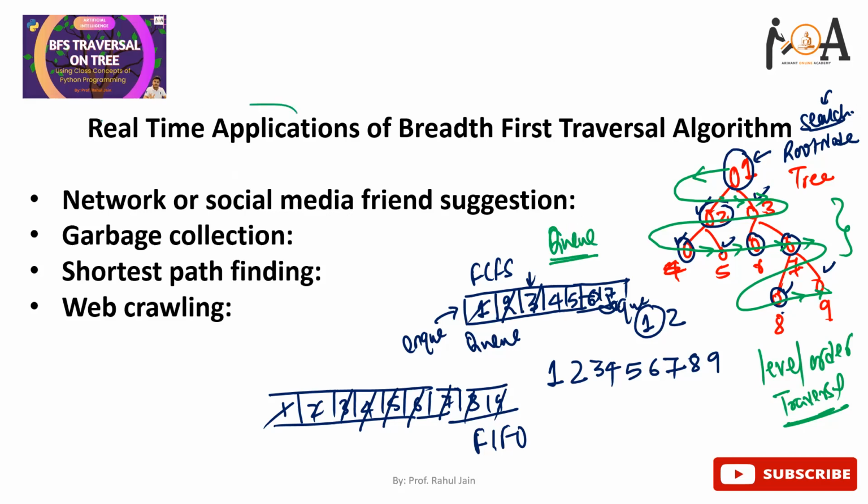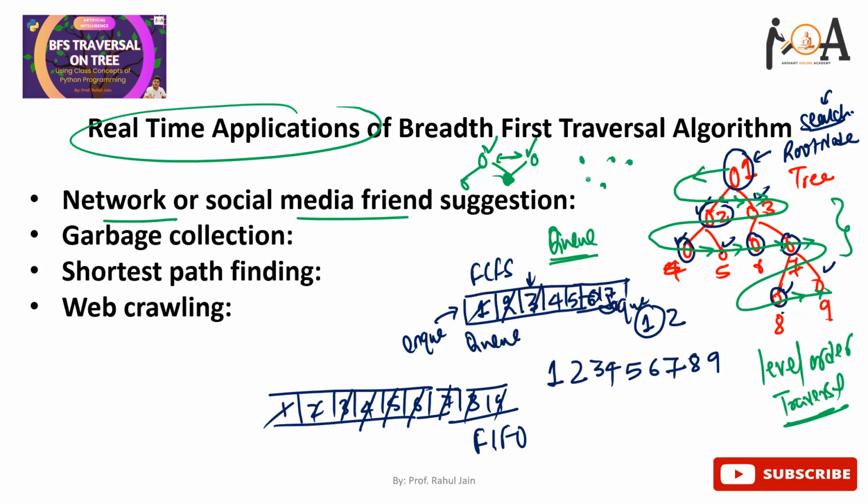Now, if you are going to see some real-time applications of it: network or social media friend suggestion. So let's say I am a friend and some two more friends are connected to me on my Facebook account, and this friend is associated with some more. So I will get a suggestion that this particular node is having this person in his or her friend list. So you might know him or her. So it will give me some social media friend suggestion.